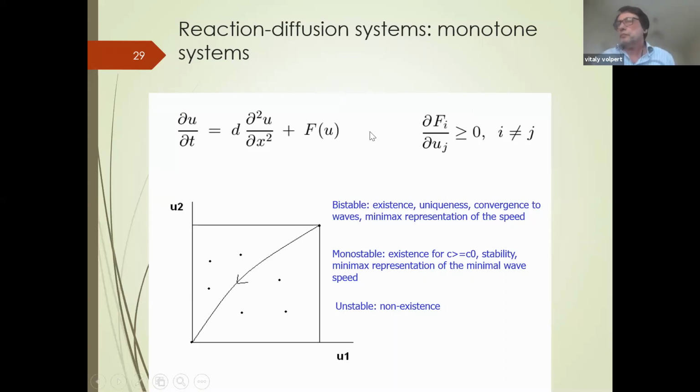And then, similar to the single equation, we can study all these equations. In the bistable case, we can prove the wave existence and uniqueness. We can prove local and global stability. We can obtain the minimax representation for the wave speed. And in the monostable case, similar to the single equation, the waves exist for all values of the speed greater or equal to this minimal speed.